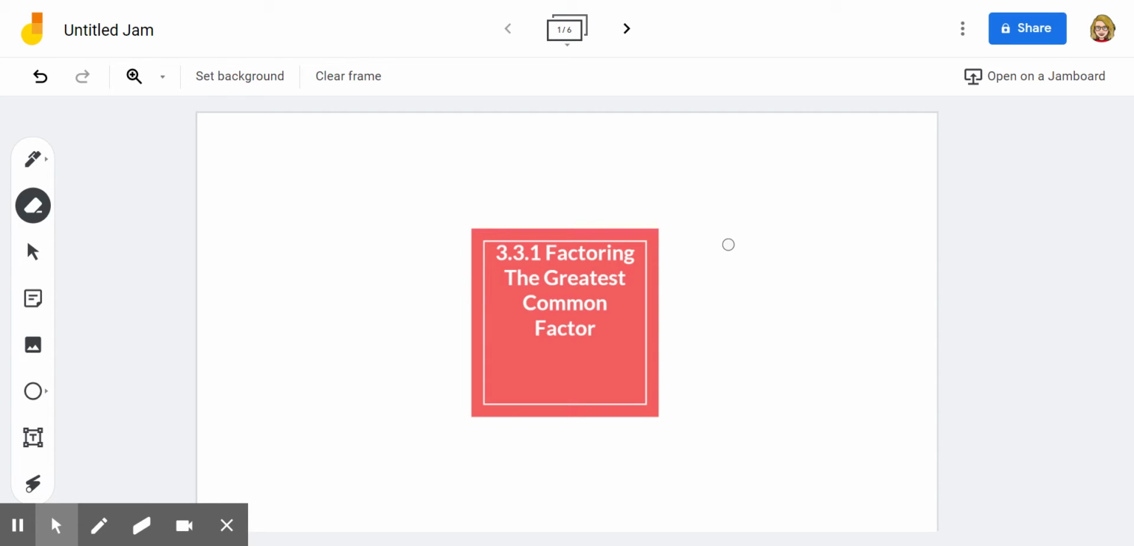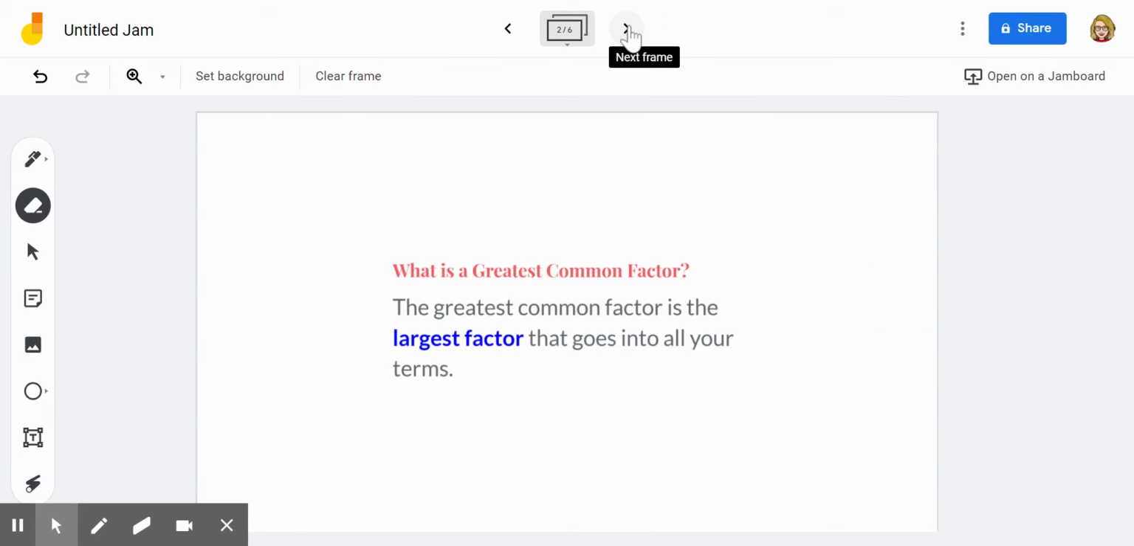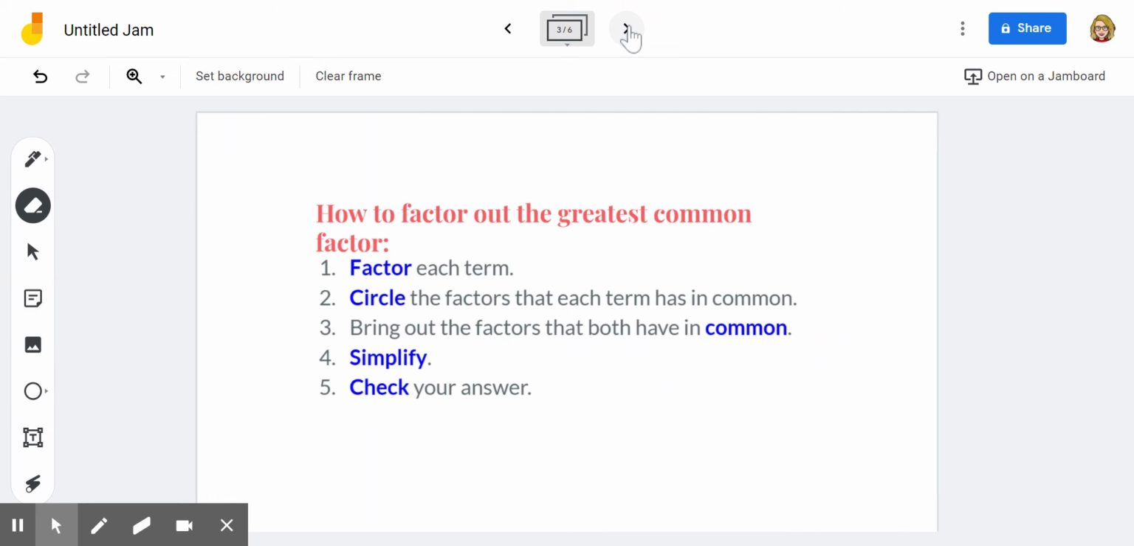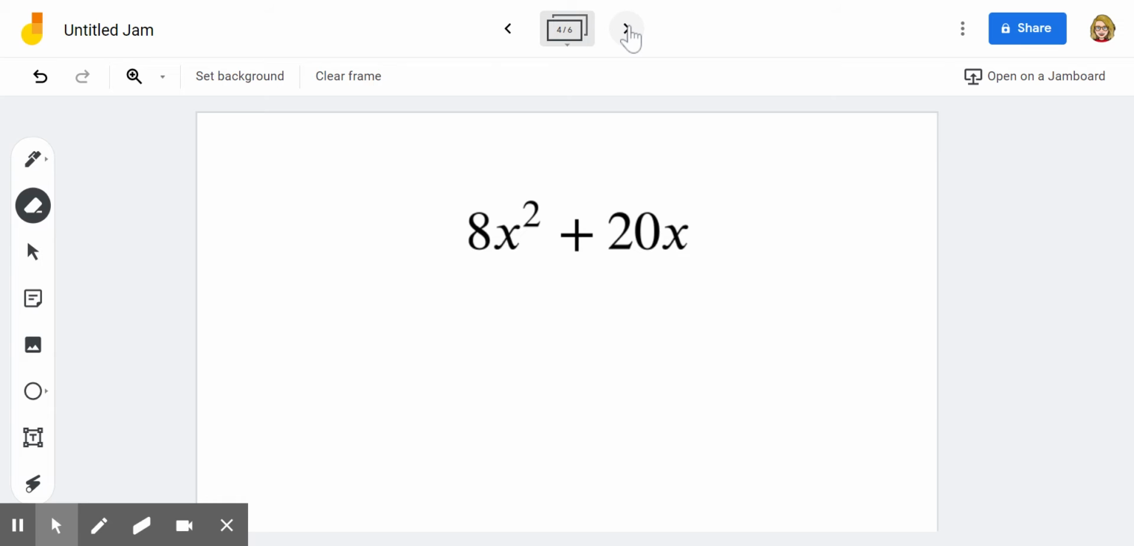Okay, we're going to go over the greatest common factor. So to go over what a greatest common factor is, the greatest common factor is the largest factor that goes into all your terms. So the steps, we're going to first factor each term, then circle the factors that each term has in common, bring out the factors that both have in common, then simplify and check your answer.